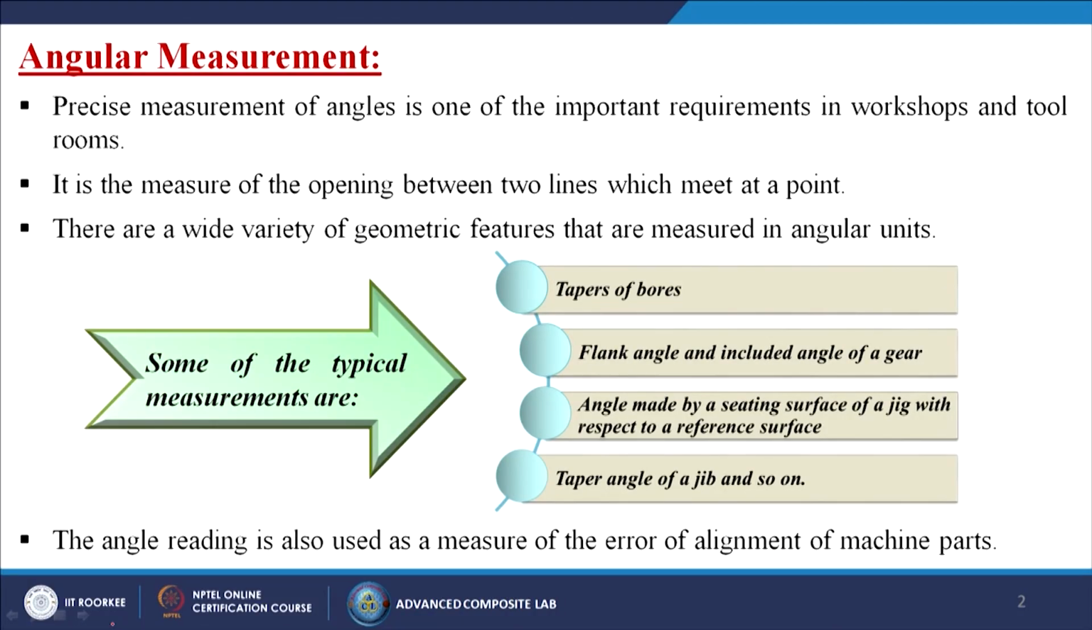An angle is a measure of the opening between two lines which meet at a particular point. So, suppose this and this, I am going to measure the angle in between them.